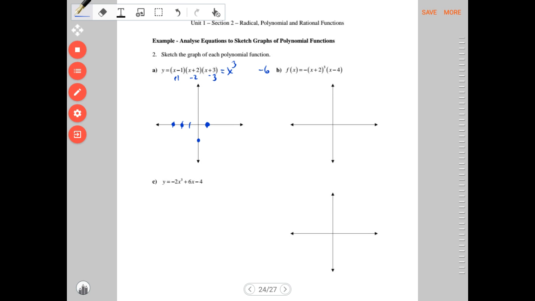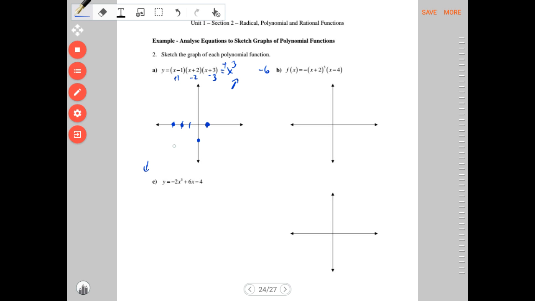Minus 3. There we go. That's better. Okay. So this is going to be x times x times x. So that's a positive cubic. That means we're going to end up high in quadrant 1, low in quadrant 3.